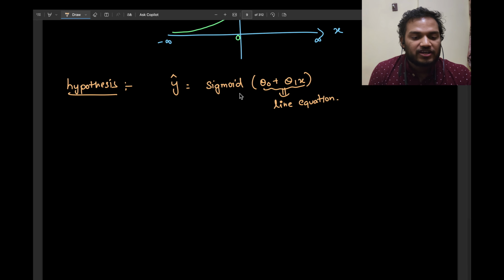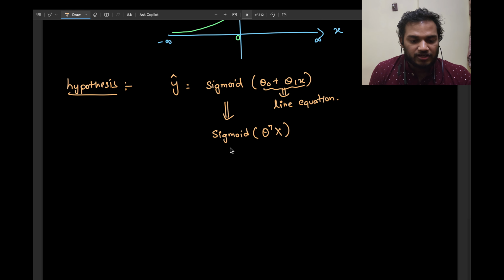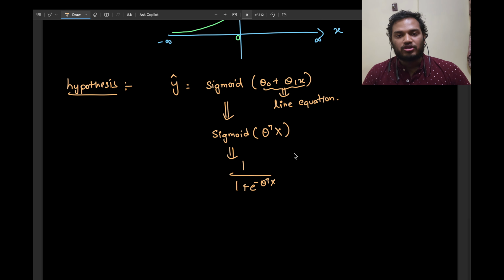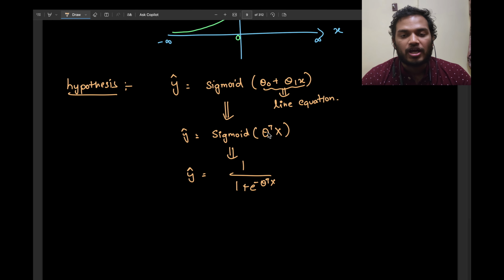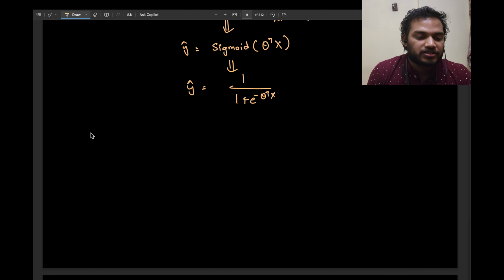Now we can write it in several ways. We can write it like this as well: sigmoid of theta transpose x. Also we can write it as 1 by 1 plus e power minus theta transpose x. Like that, there can be several notations, so don't get confused with all these notations. All are the same, we are just expanding it. It is some mathematical notation, and we can understand this later. For now, let's concentrate. This is our hypothesis. And after the hypothesis, what is our next step? Our next step is the loss function.